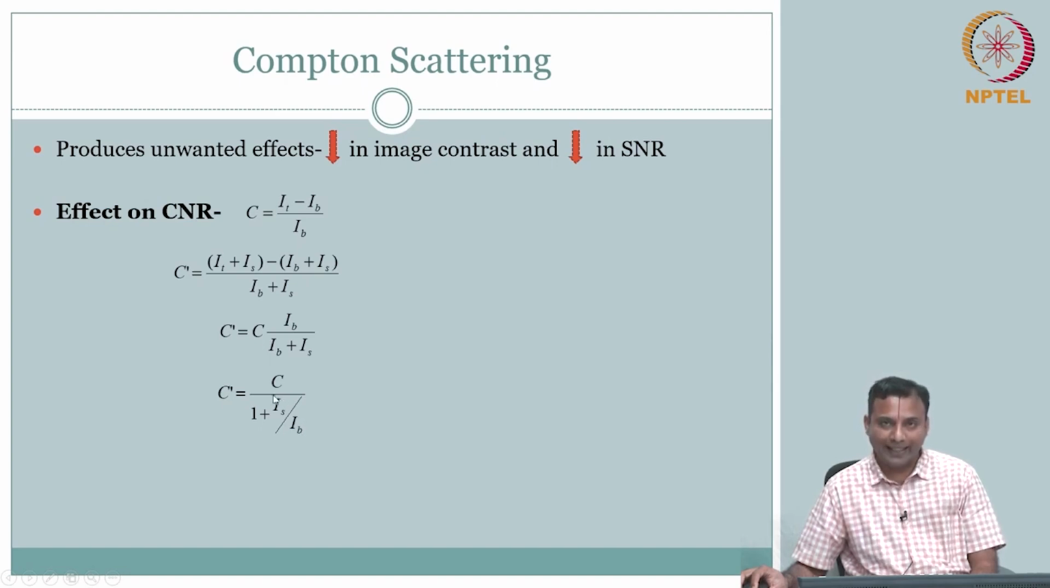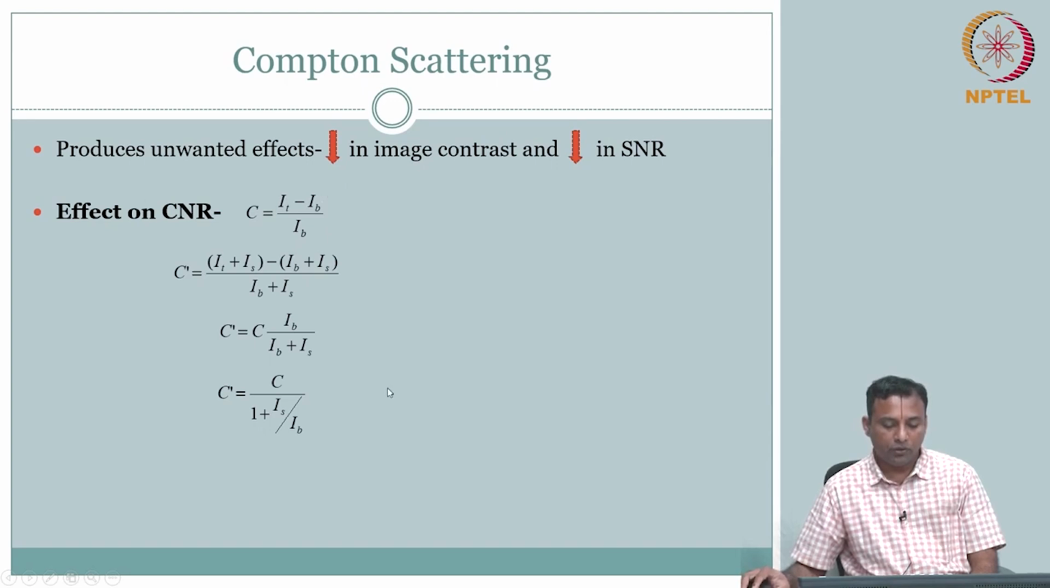So, if there is no scattering, then no problem, your contrast is not reduced. If you have scattering, there is this 1 plus some value, so this denominator is greater than 1. So, your original contrast will be reduced, C dash will be less than C because of scattering. That is what we mean by decreases the image contrast.